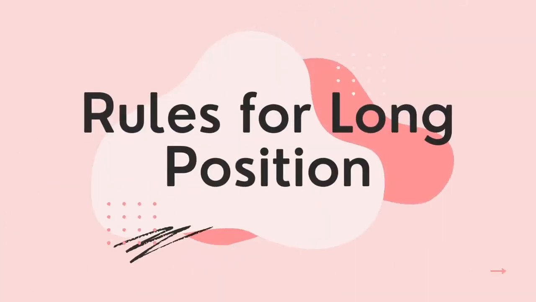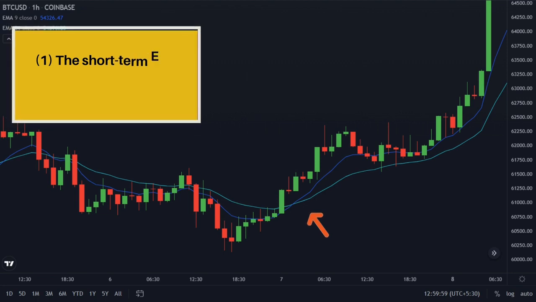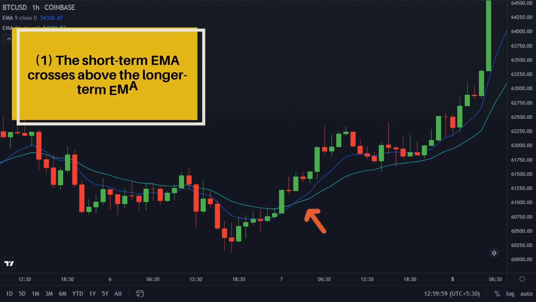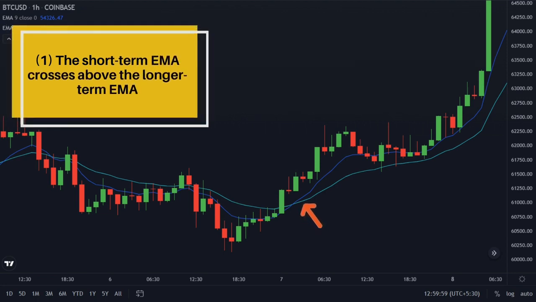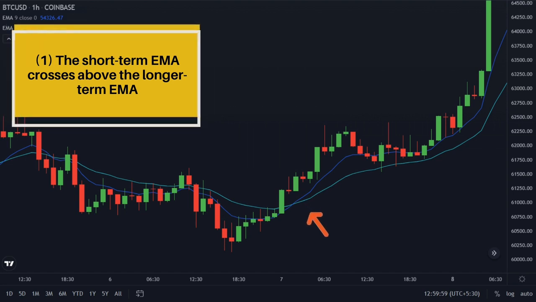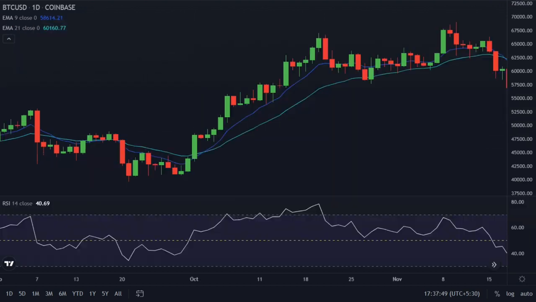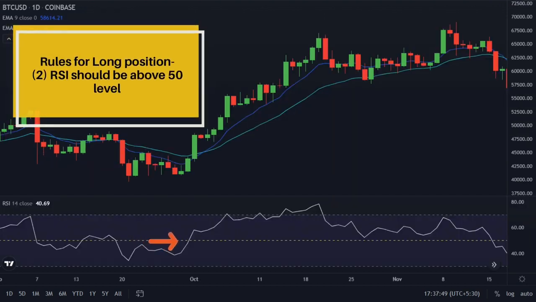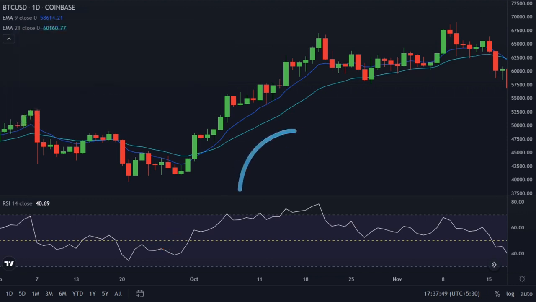Rules for long position. Number 1. The short-term EMA crosses above the longer-term EMA. It means that the short-term prices are rising over the longer-term prices. It signals bullish momentum. Number 2. RSI should be above the 50 level, which means it would be fine to follow a bullish crossover signal. RSI is a filtering tool, so if the moving average crosses in a bullish signal, but the RSI is below the 50 level, I will not open a long trade.